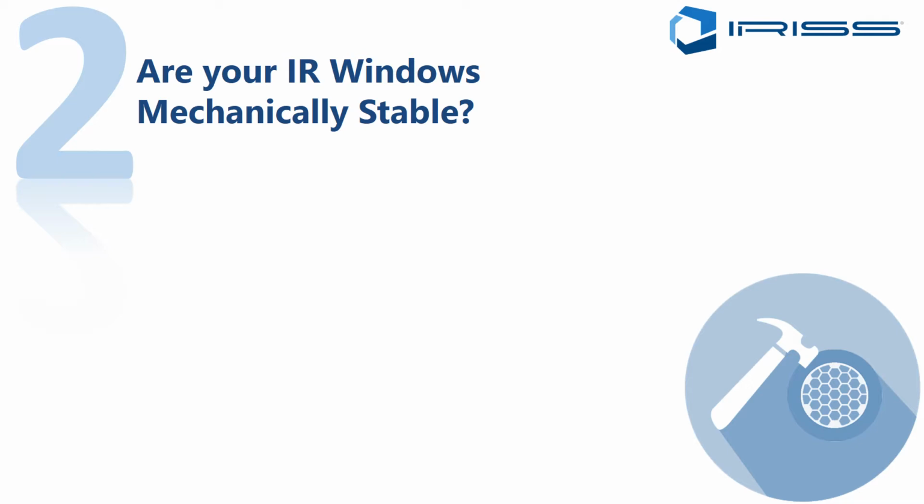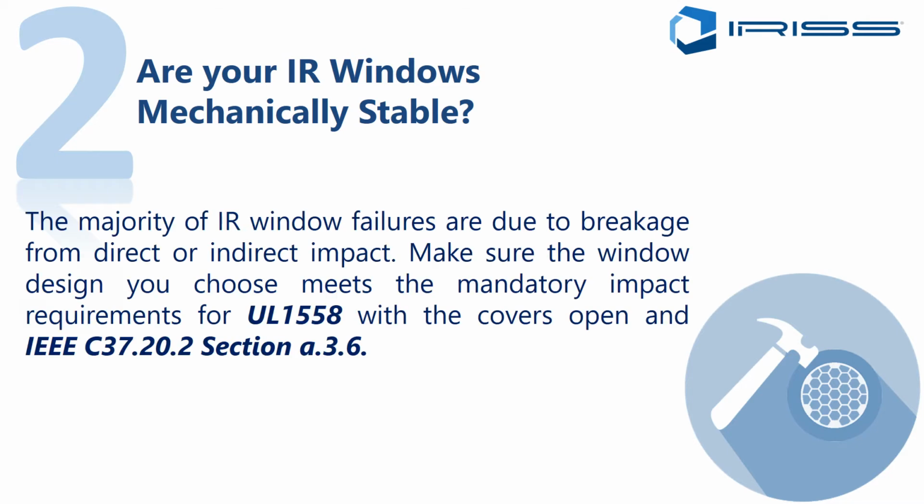So number 2, are your windows mechanically stable? The majority of infrared window failures are due to breakage from direct or indirect impact. That's what we see in the field. So make sure that the window you're going to utilise meets the requirements of UL 1558 or IEEE C37.20.2 section A.3.6. But this testing should be done with the covers open.